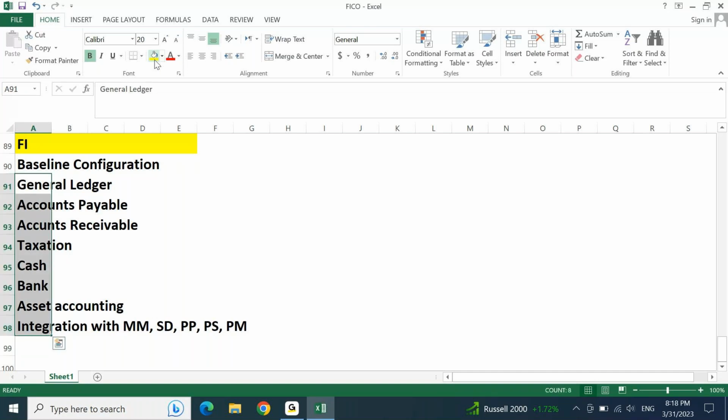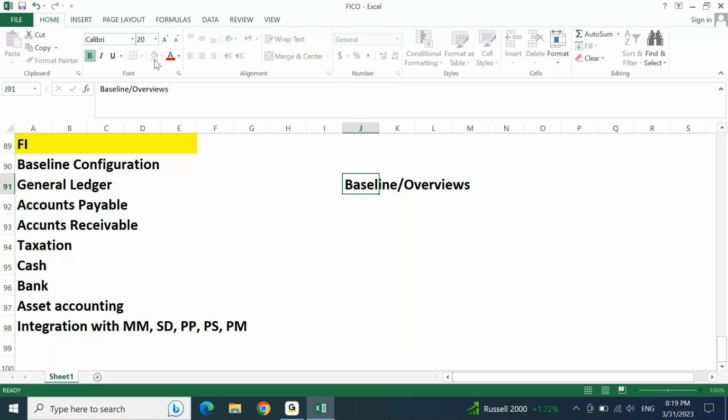When we say these are your broad categories, these are only baseline or overviews. Which means when you talk about GL, what do we normally say about GL? If somebody asks what is GL accounting, or what is the general ledger module in SAP and what happens in it, do we have an answer? If somebody asks what is included in GL in SAP FICO, or in accounts payable, accounts receivable, taxation, cash, bank, do we have an answer apart from config?